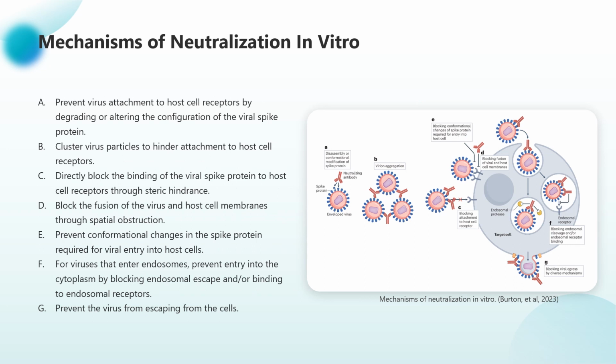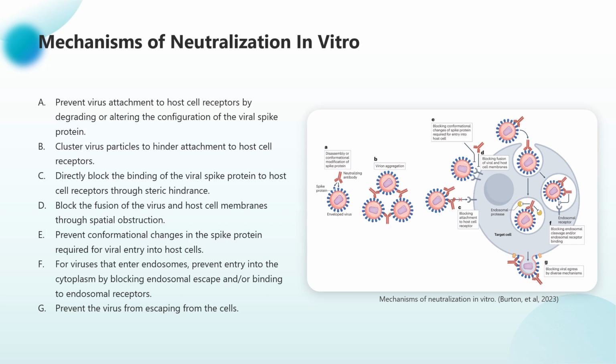Let's delve deeper into the working principles of virus-neutralizing antibodies in vitro. Researchers have identified multiple mechanisms of action for antiviral neutralizing antibodies. One primary method is preventing virus particles from attaching to host cell receptors. This is achieved by disassembling the viral spike proteins or altering their conformation. Additionally, antibodies can cause virus particles to aggregate, further hindering their ability to attach to host cell receptors.